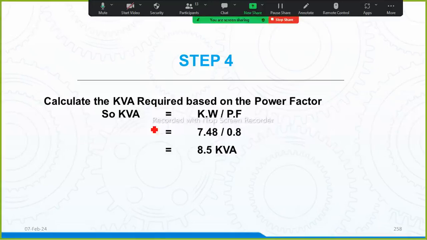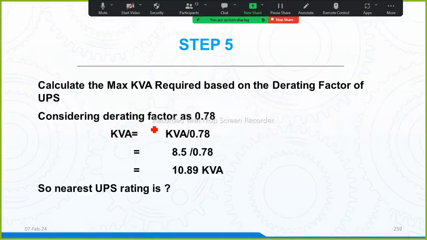So KVA required based on the power factor is KVA equal to KW divided by power factor, that is 7.48 divided by 0.8, that is 8.5 KVA. Now we got 8.5 kVA, but even the UPS will have losses considering the batteries and all. So calculate the maximum kVA required based upon the derating factor of the UPS, that is 0.78. So kVA is equal to 8.5 divided by 0.78, that is equal to 10.89 kVA.